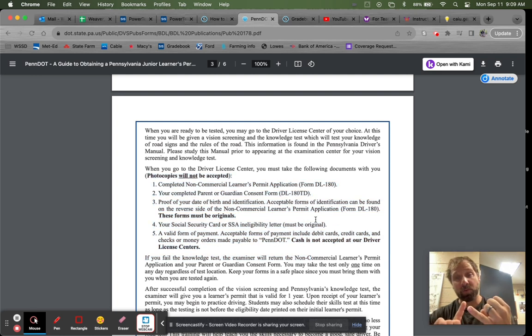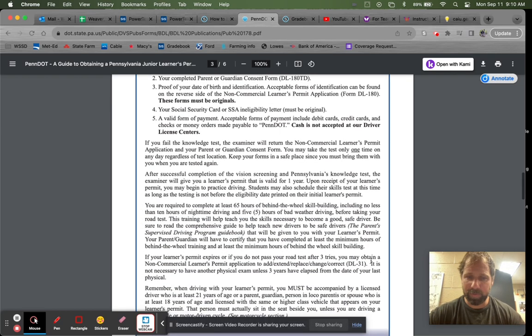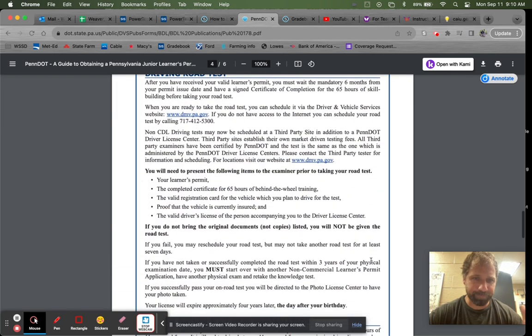Knowing where your actual social security card and birth certificate are, all right? They can't be copies, they have to be the actual originals. Those are items that sometimes people need to find or get a new one if necessary. It talks about the knowledge tests, all that other good stuff.